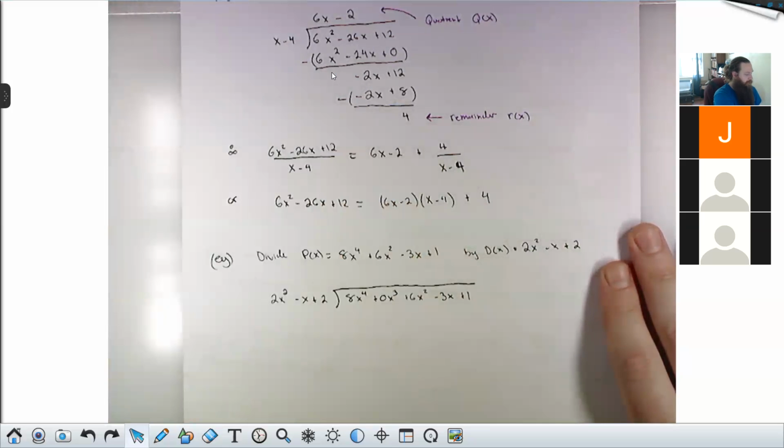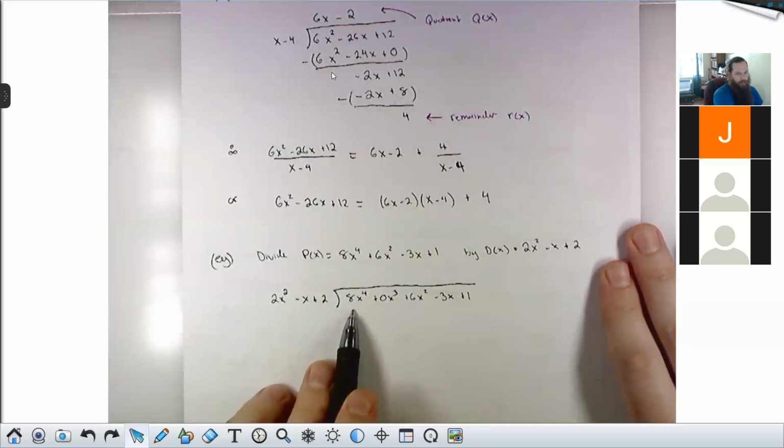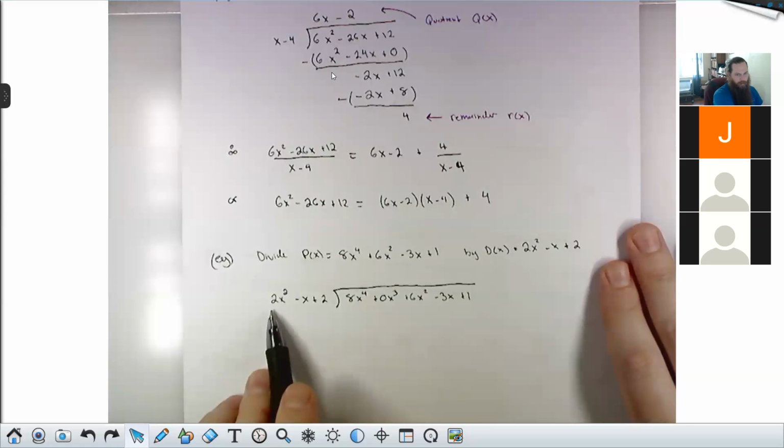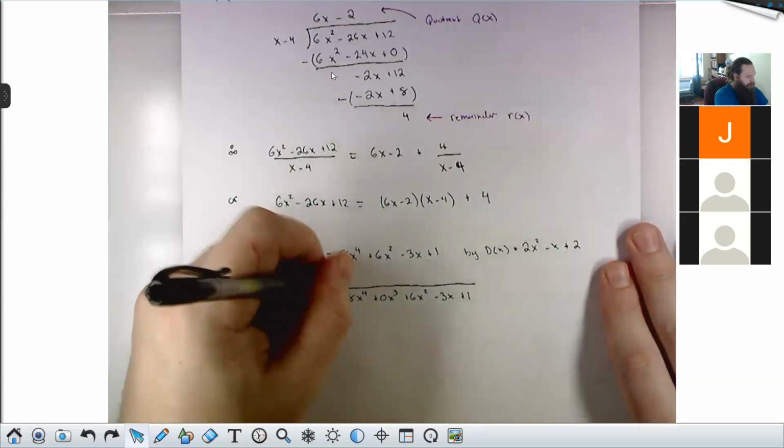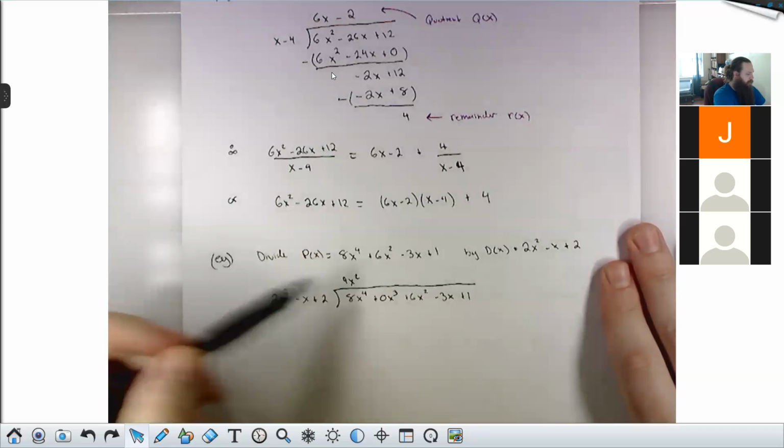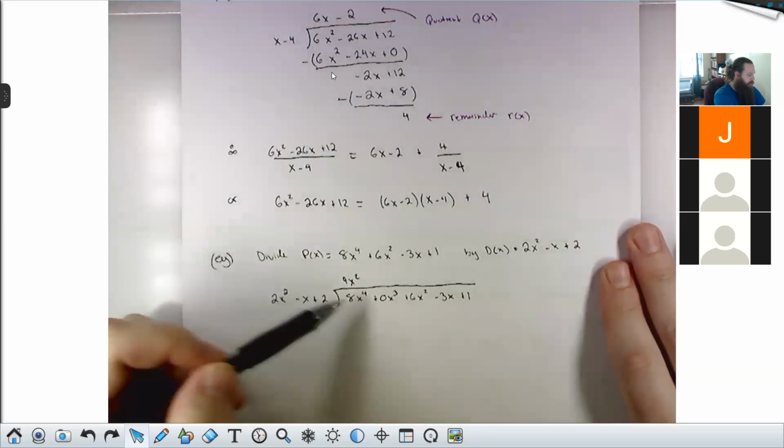And we're going to do the same thing. I begin by looking at the lead term here and the lead term here. And I ask, by what must I multiply 2x squared in order to get 8x to the 4? Well, 8x to the 4 is 4x squared times 2x squared. So up here goes 4x squared. If you multiply 4x squared and 2x squared, you get 8x to the 4.